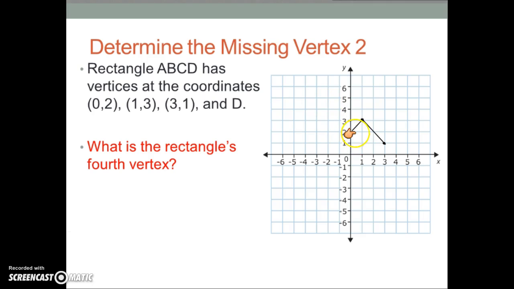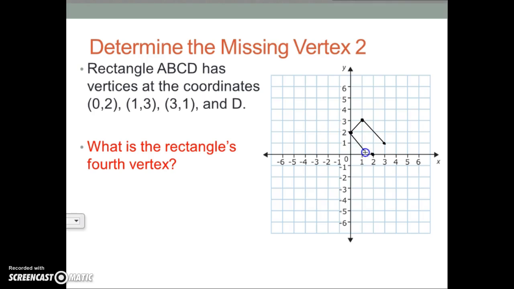So looking at this, one way we could figure out is the slope of this line. So rise over run. So 1, 2, 1, 2, the slope is 1. So this side should also have a slope of 1 to get to our next point. So to the right 1, down 1. To the right 1, down 1. Here's our missing point. That would complete our rectangle.